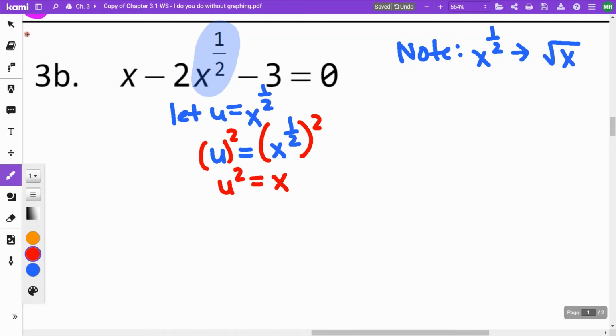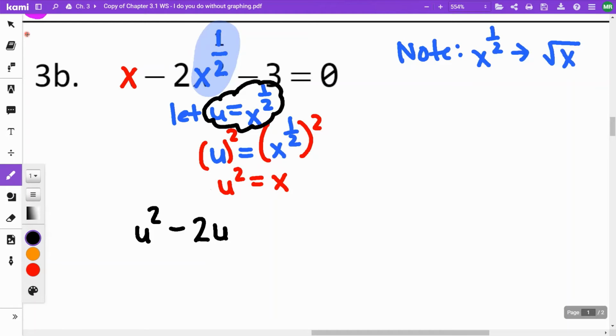So hopefully now you see that this x is going to become that u squared, and this x to the 1/2 is going to become our u. So I'm going to rewrite this as u squared, because that's what x is. It is u squared minus 2u, because I decided to have u be x to the 1/2, minus 3 equals 0. Now I have a basic problem to factor.